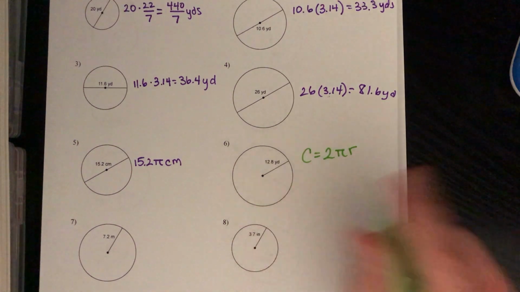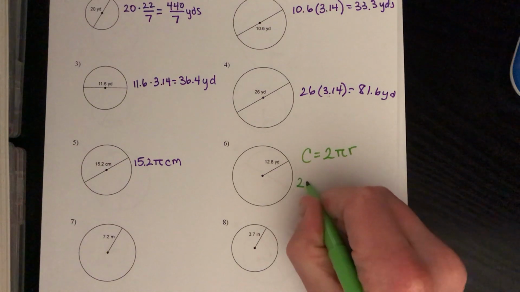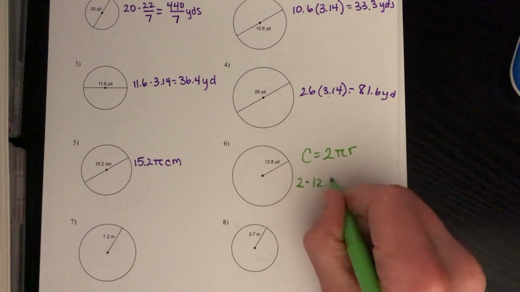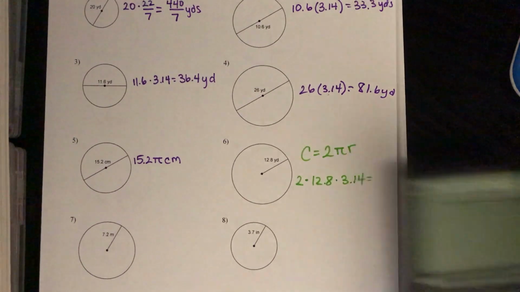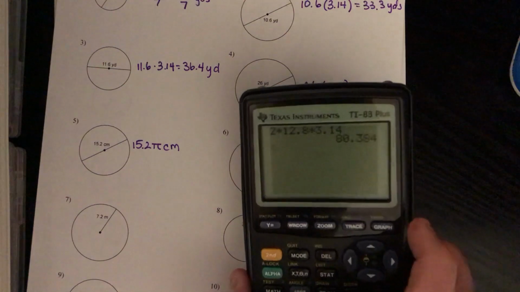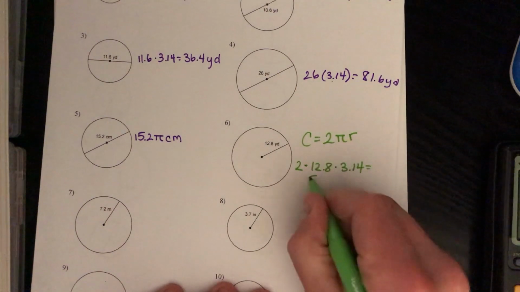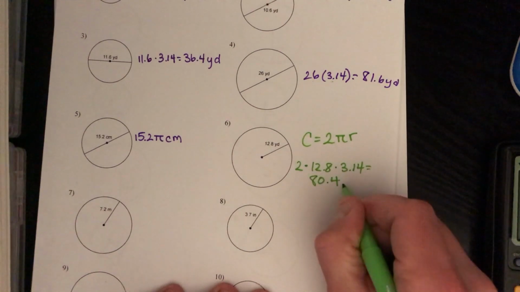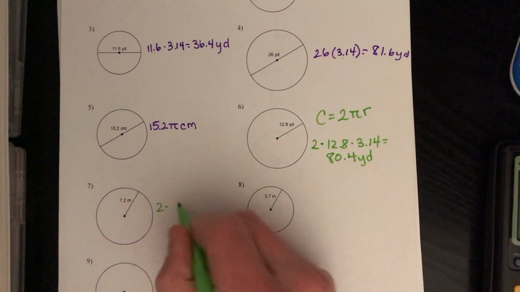All right, so this first one is 12.8 radius. So what I need to do is 2 times 12.8 times 3.14. And so that is, let's see here, 2 times 12.8 times 3.14. And I get a diameter of about 80.4, sorry, 80.4 yards.